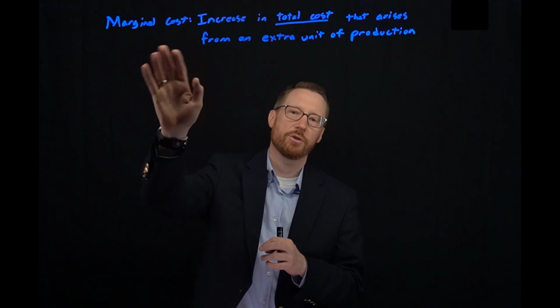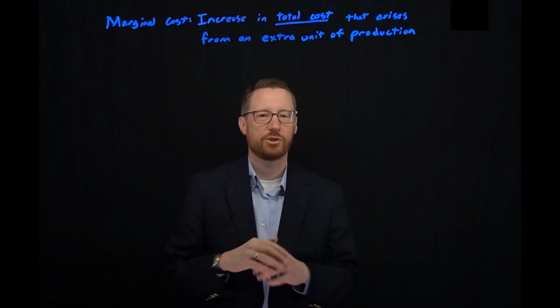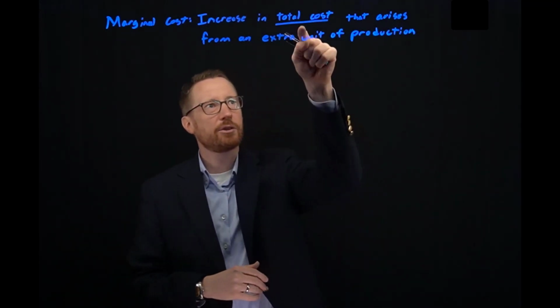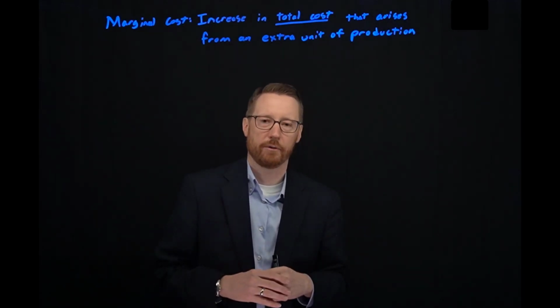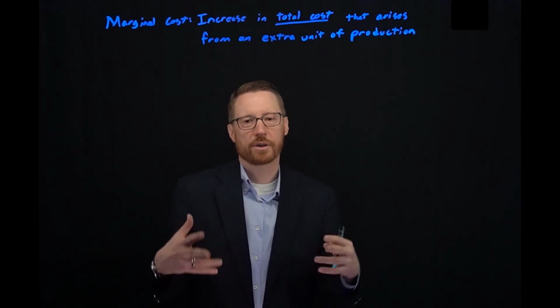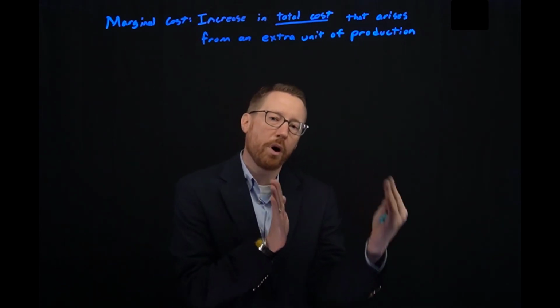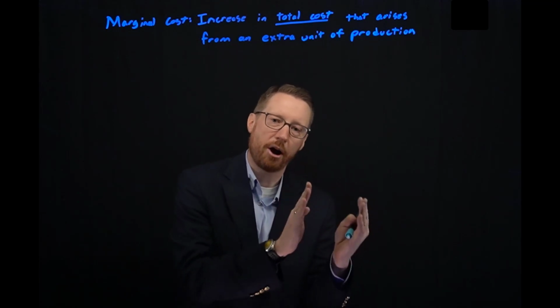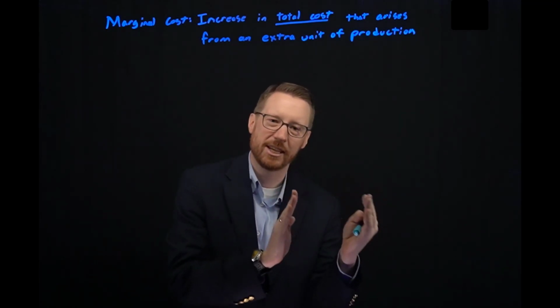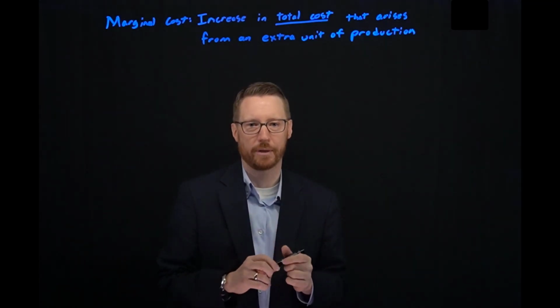So what is marginal cost? Well, marginal cost is just the increase in the total cost that arises from an extra unit of production. In other words, if a firm is going to produce one more unit, what happens to their costs? What's the cost of that marginal, that additional unit of output?